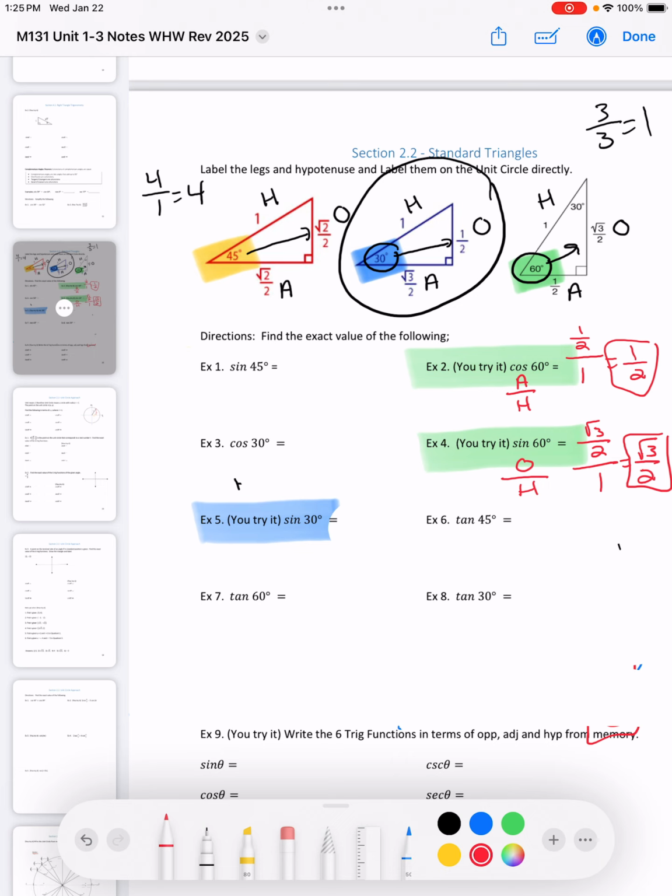And then the last one I wanted you guys to try, example 5, move into that middle triangle. A sine again is opposite over hypotenuse. So the opposite in this case is 1/2 and the hypotenuse is 1. So I am left with 1/2. Rewind, go back, make sure you have your notes, work these as many times as you need to.